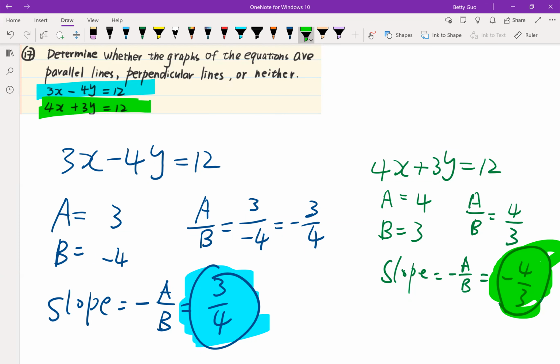You don't graph. You determine whether they are parallel, perpendicular, or neither from the values of their slopes. If their slopes are identical, you choose parallel. If their slopes multiply to -1, in this case 3 over 4 and -4 over 3 multiply to -1, then you choose perpendicular. That's the theorem. And if they are not equal to each other and not negative reciprocals either, then you choose neither, right? Am I clear? You have 3 problems.